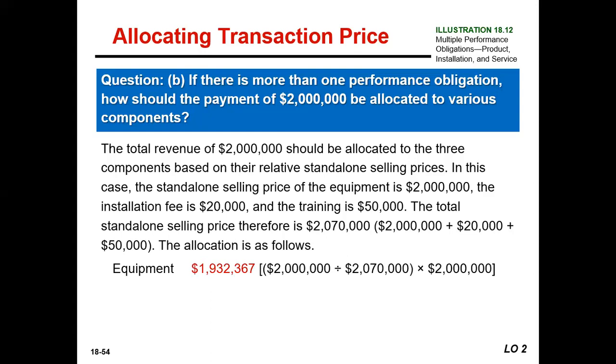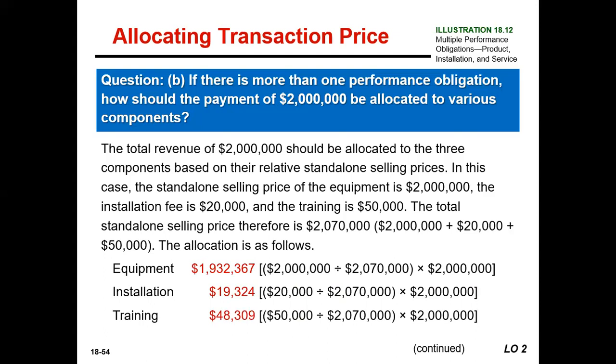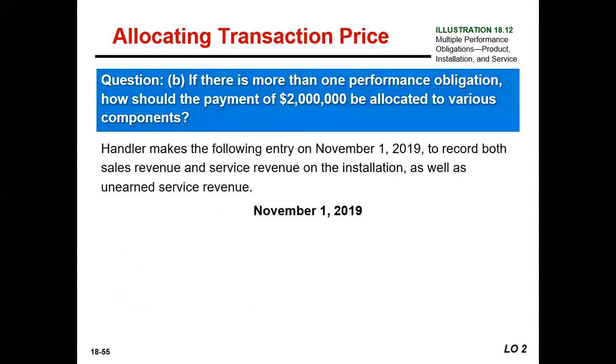So equipment, 2 million divided by 2,070,000 multiplied by 2 million. The installation, that's 20,000 over 2,070,000 times 2 million. We are prorating it, class. Training, 50,000 divided by 2,070,000 times 2 million. So this is now the entry.